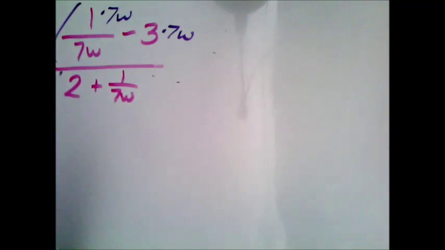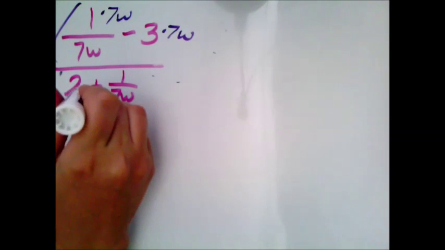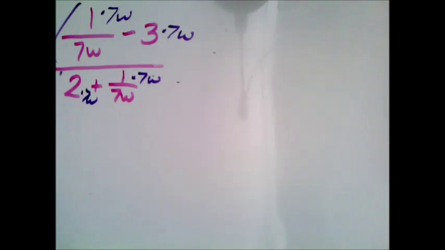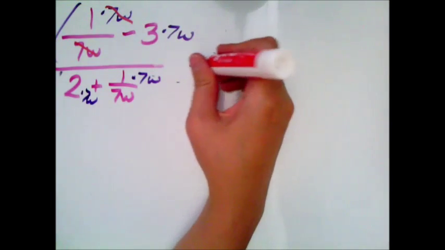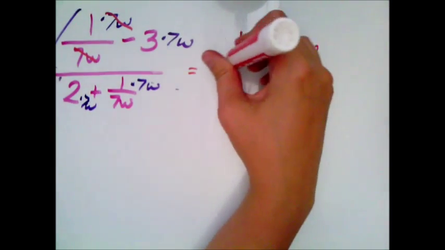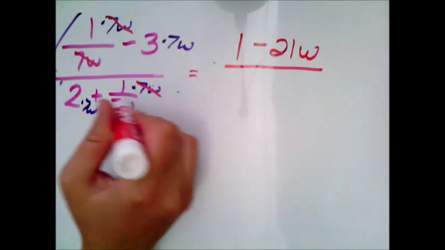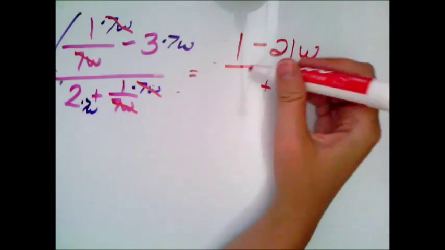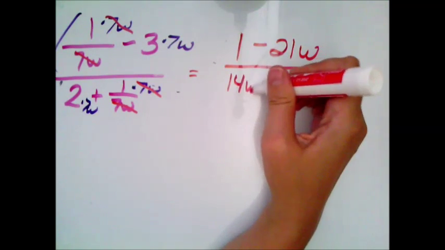And then same thing here. This is times 7w, and this is times 7w. So I like to write them on each of them. That way when I do my crossing off, I can actually cross off and not be kind of overusing them. So here, 7w divided by 7w just leaves you with 1. And then negative 3 times 7w is minus 21w. And then here, 7w and 7w cancel, so you have a plus 1. And 2 times 7w is 14w.